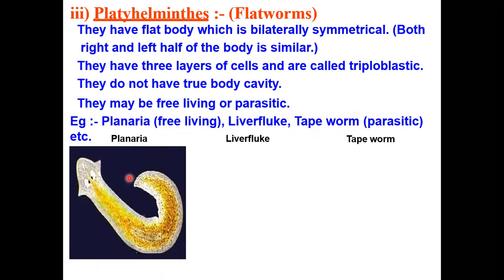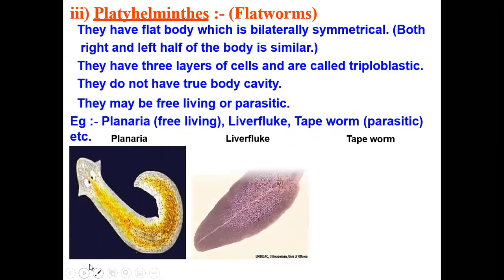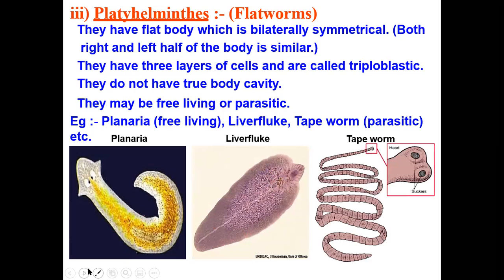This is the structure of planaria. This is the structure of liver fluke. This is the structure of tapeworm, that is Taenia. In all these structures, one thing is common, that is, bilaterally symmetrical.